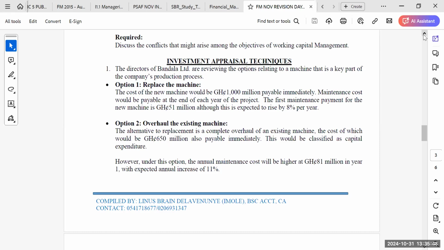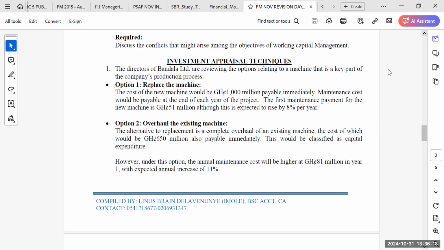Option 2. Overhaul the existing machine. The alternative to replacement is a complete overhaul of the existing machine, the cost of which will be 650 million Ghana cedis, also payable immediately. This will be classified as capital expenditure. However, under this option, the annual maintenance cost will be higher at 81 million Ghana cedis in year 1, with an expected annual increase of 11%.